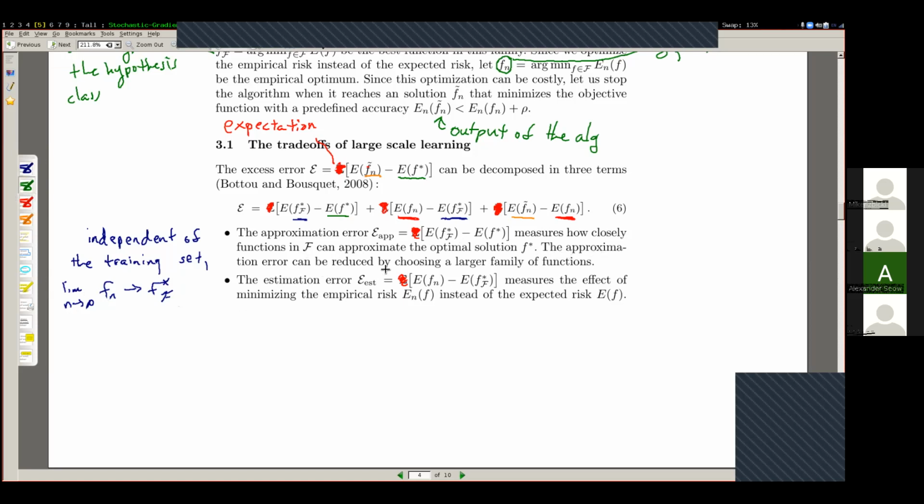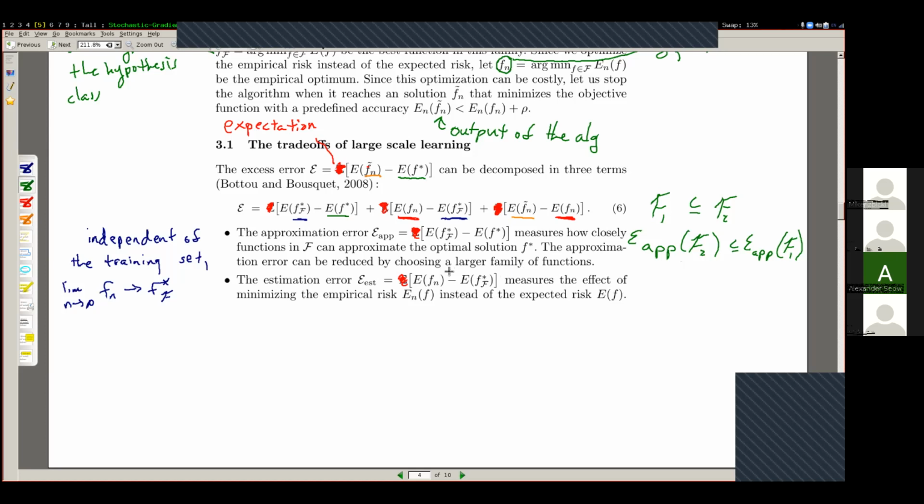Their sentence here, the approximation error can be reduced by choosing a larger family of functions. So that means that if you have two hypothesis classes, and we've had very similar arguments to this in the past, say F1 and F2, where F1 is a subset of F2, then we're guaranteed that the approximation error for F2 is going to be less than or equal to the approximation error for F1, because every hypothesis in F1 is also in F2. So in the worst case scenario, the best hypothesis in F2 is going to be the same as in F1, but we also have more hypotheses that we can select from.